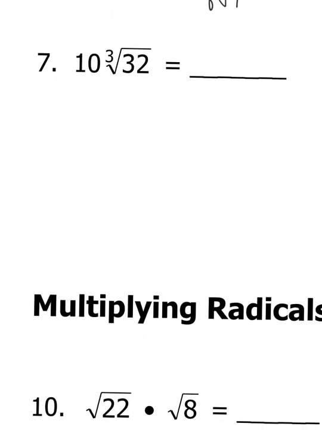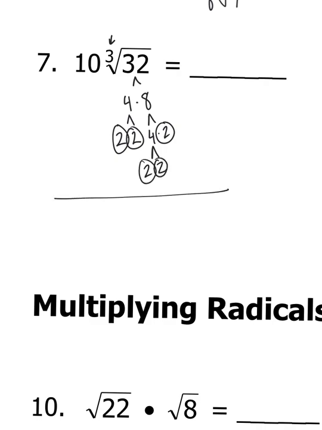For number 7, we need to break down 32 into its list of prime numbers, and then we'll look for groups of 3 to remove from this cube root. 32 is the same as 4 times 8. 4 is the same as 2 times 2. 8 is the same as 4 times 2. And 4 is the same as 2 times 2. Lots of 2's. I like to rewrite so I stay organized.